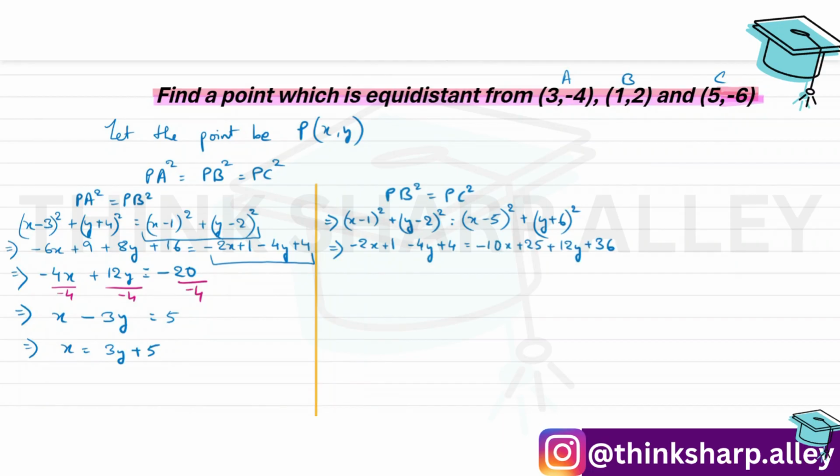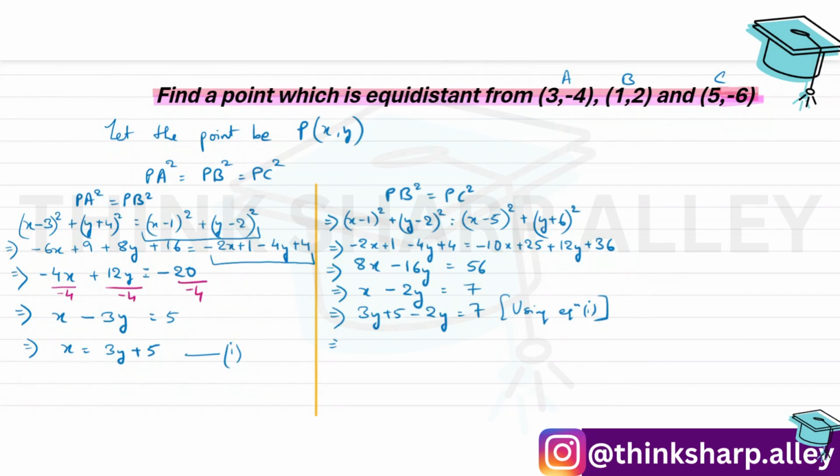Here we will solve, so taking all the x and y terms on one side and all the constants on the other side, we get plus 8x minus 4y minus 12y, that is minus 16y, and 5 goes that side. So we get 20 plus 36, which is equal to 56. Throughout we can cancel by 8. So we get, in place of x, I can use this value, right? So we get 3y plus 5 minus 2y equal to 7.